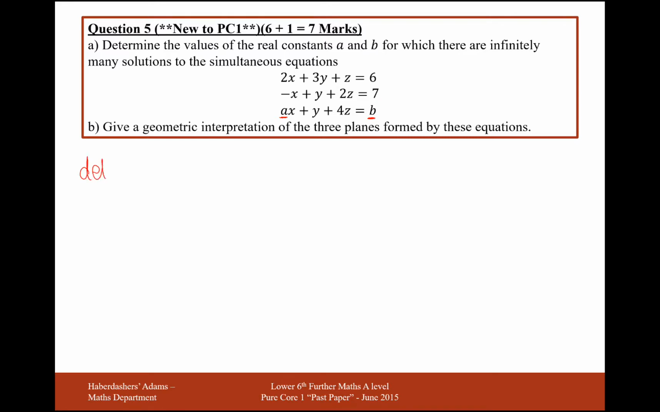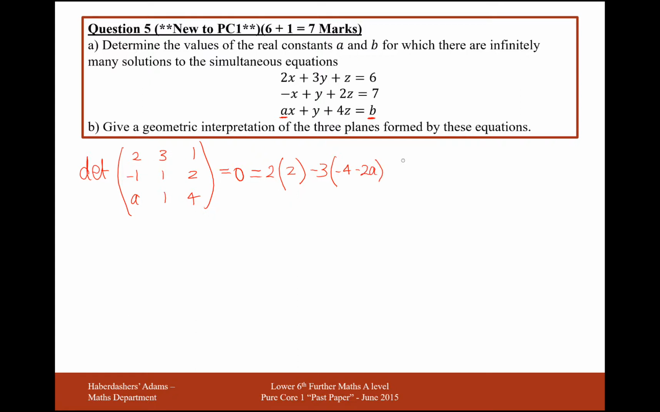we know is that the determinant of this matrix 2, 3, 1, minus 1, 1, 2, A, 1, 4 is going to equal 0. So let's go ahead and work out the value for A that's required to make this matrix have a determinant of 0. So it's going to be 2 bracket and then cross out the row and the column. 4 take away 2 is 2, and then we have to take away 3. Lots of the row and the column cancelled out by the 3 and the determinant left. So minus 4 take away 2a.